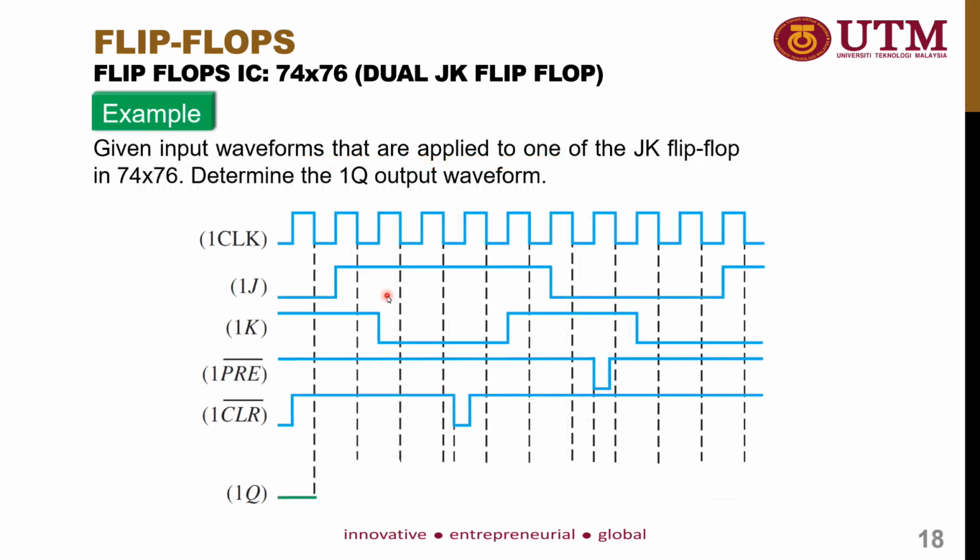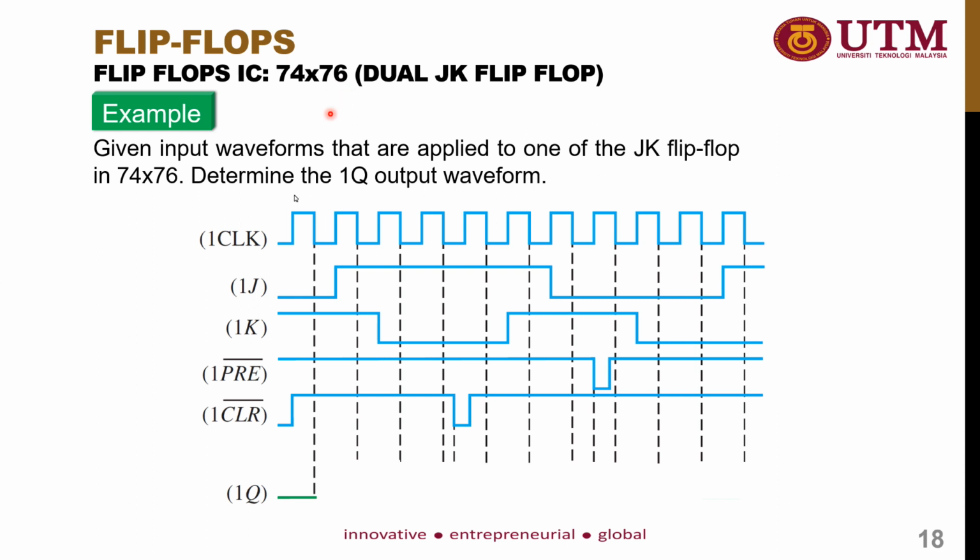Okay, this is the final example in this chapter. Given input waveforms that are applied to one of the JK flip-flops in the 74X76, you must determine the 1Q output waveform. You see here, the annotation 1 is given as the first flip-flop inside the IC 74X76. For this IC, it is negative edge triggered.